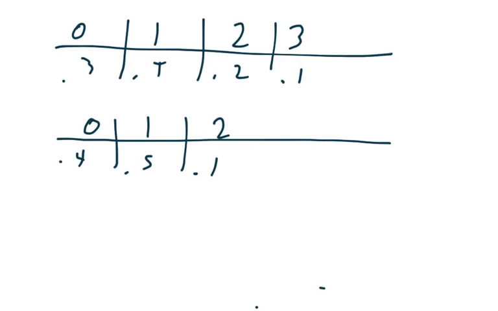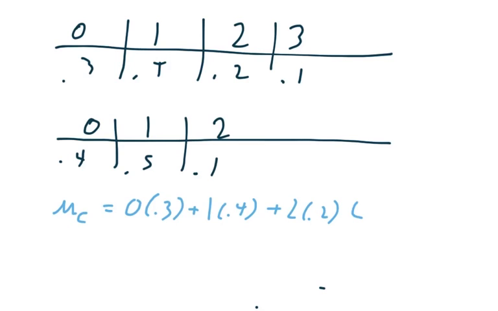Alright, so we want to find out the total number of vehicles that we're selling. So the mean of the cars is 0 times 0.3 plus 1 times 0.4 plus 2 times 0.2 plus 3 times 0.1, which turns out to be 1.1.